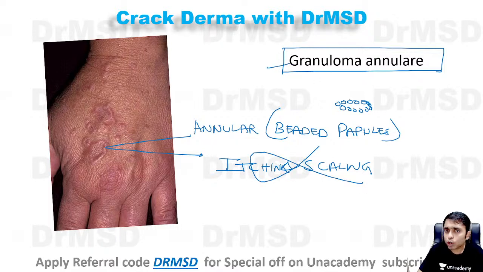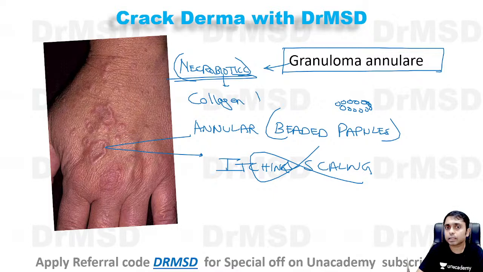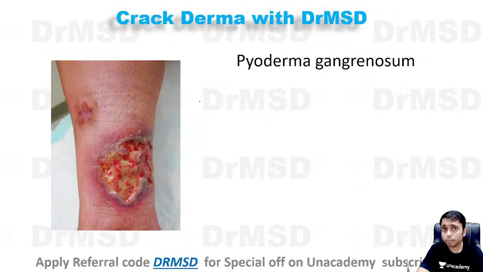And basically, granuloma annulare, just remember that it is a necrobiotic disorder. That is, there is going to be a degeneration of the collagen. Collagen degeneration will be there if we take a biopsy. So this could be a potential question. Please make a note of that.